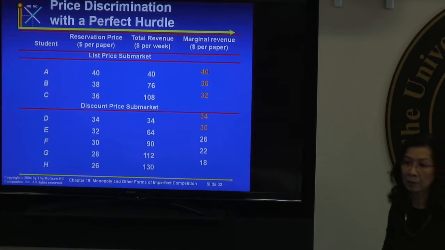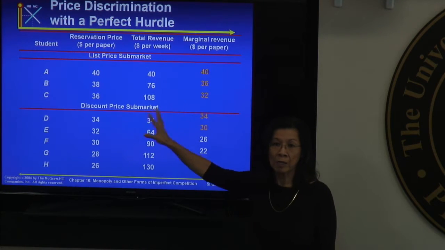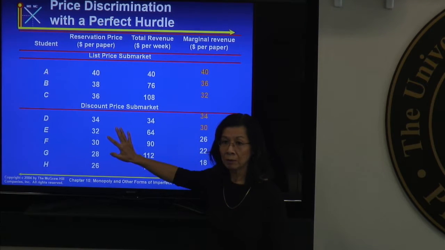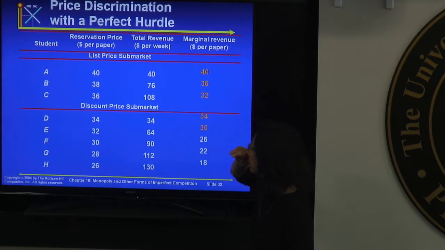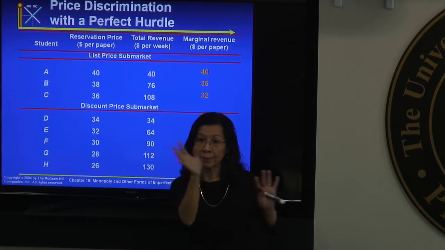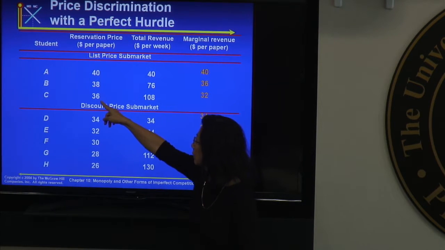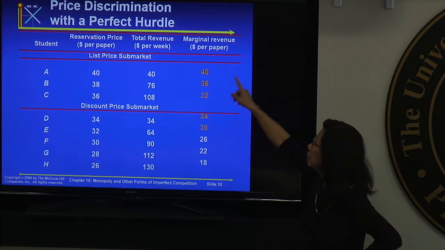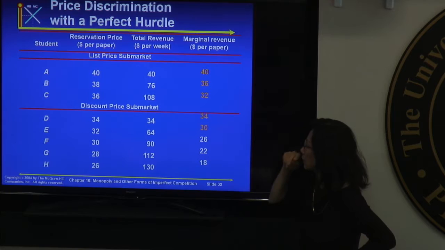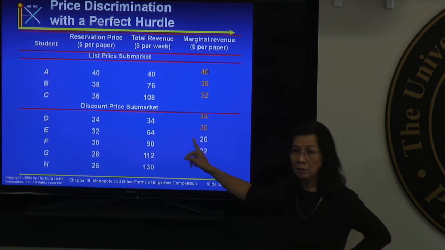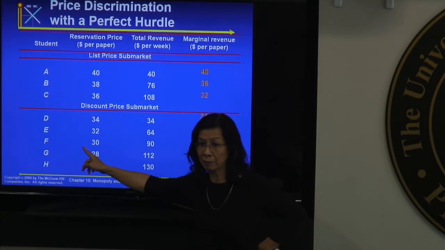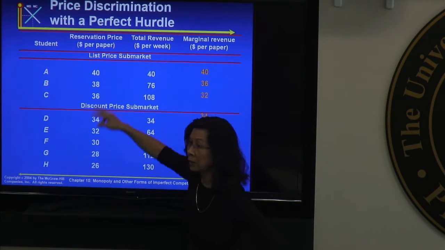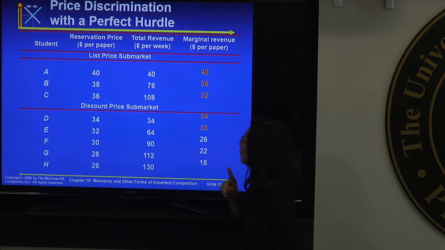Here's a new table. Look at this now. We have sub-markets now. Instead of one big market, now we have two. The top one, ABC, the first 3 students who don't care about using the coupon, $36 and above, the same calculation we had. Marginal revenue is 40, 36, 32. However, the second sub-market is where the difference comes in. So look at this now. This is still the same, the reservation price is the same, but look at how we calculate now.